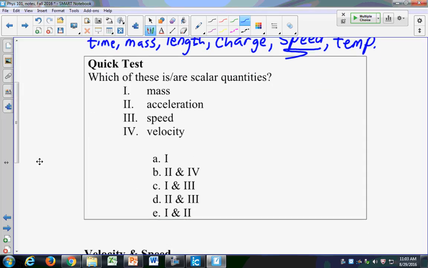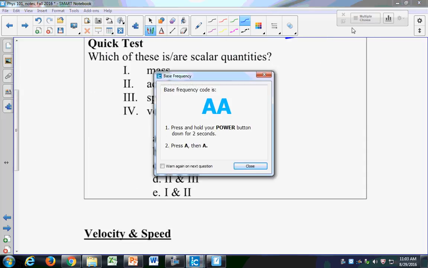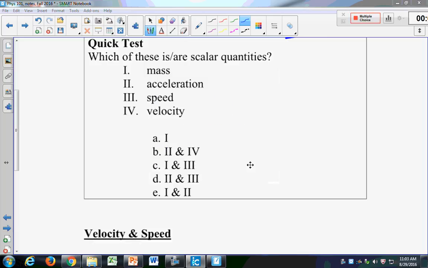All right, let's try this quick test. Which of these is or are scalar quantities? I'll show you this question just because I like questions like this, to get you acclimated to them, where I give you 3 or 4 or 5 options, and one or more of the answers is correct or incorrect, and you have to pick the right combination. All right, we'll stop at 28. Just 3 more seconds.